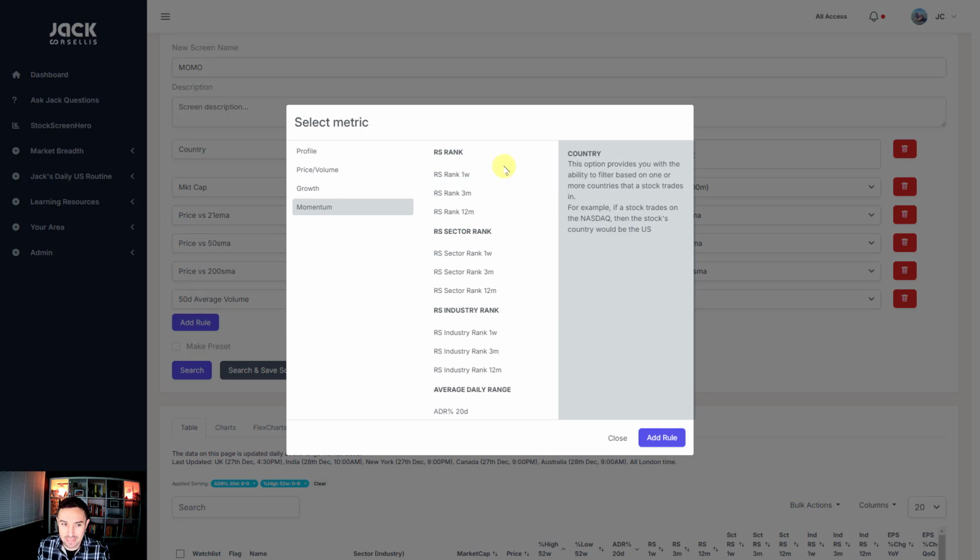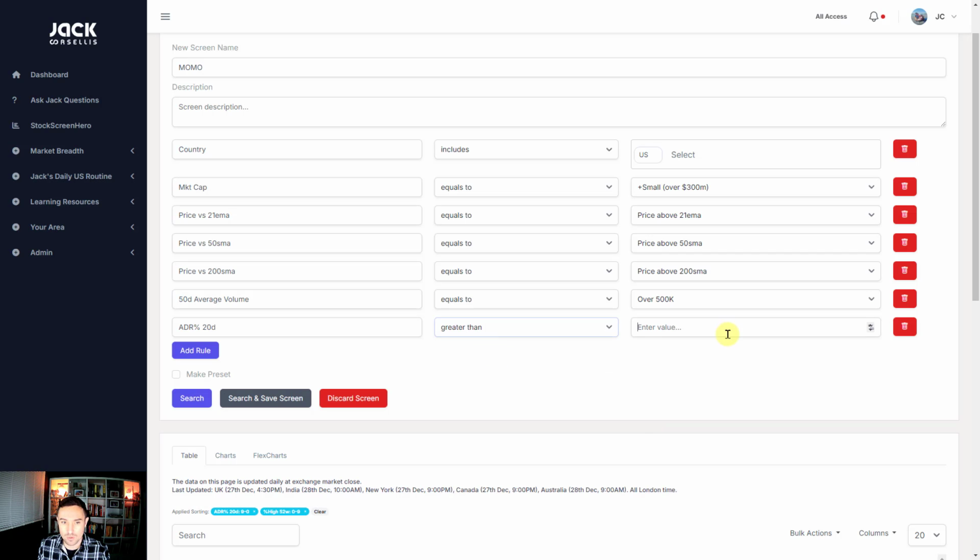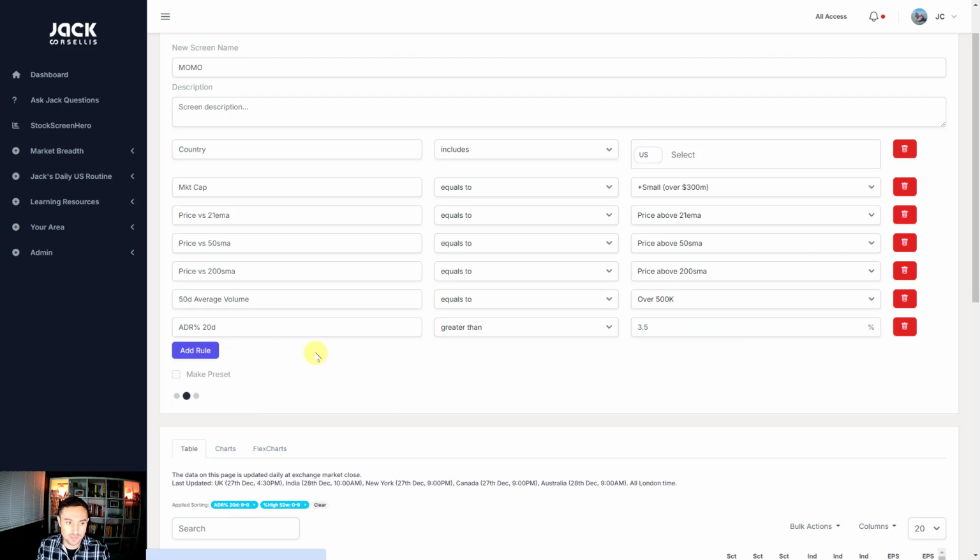Let's go to the momentum. So what we've got here is momentum ranks on a 1 week, a 3-month, and a 12-month basis. We've got the momentum ranks for the relative strength on a 1 week, 3-month, 12-month basis for the sector, for the industry group as well. And then here we've got ADR percentage 20 days. So let's put this in, and let's say we want it to be greater than 3.5. Like this. Now what we can do is we can go search and save like this.